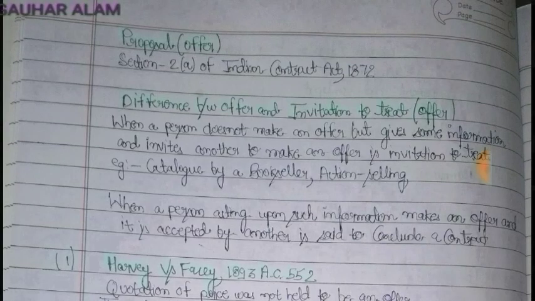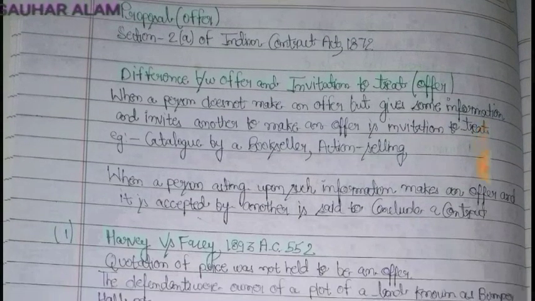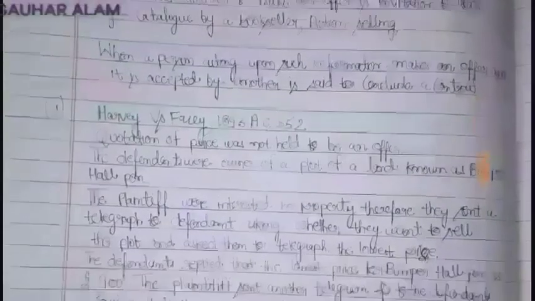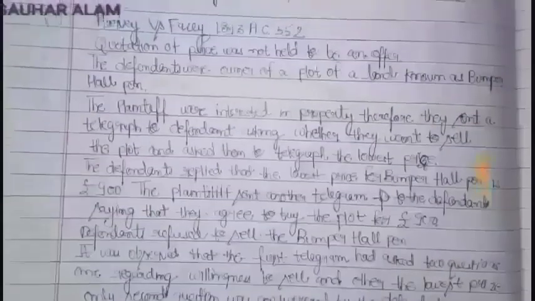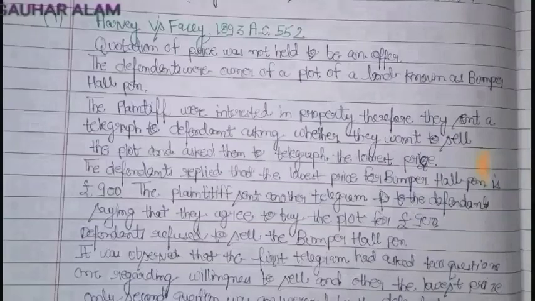Okay, so let's discuss the case of Harvey versus Facey, which is an important case for studying this concept of invitation to an offer. In this case, a quotation of price was not held to be an offer. The defendants were owners of a property named Bumper Hall Pen. The plaintiffs were interested in this property, so they sent a telegraph to the defendants asking whether they were willing to sell the Bumper Hall Pen, and to telegraph its lowest price. The defendants telegraphed the lowest price being 900 pounds.